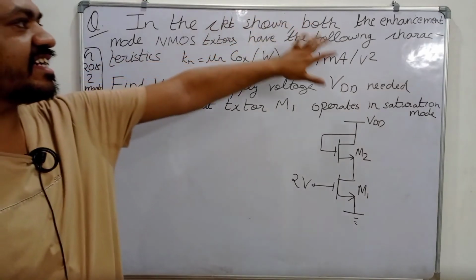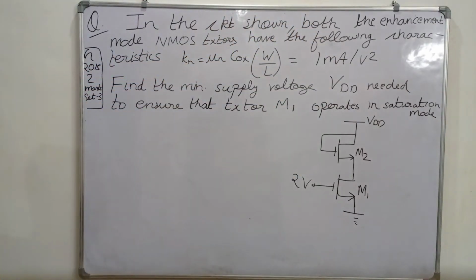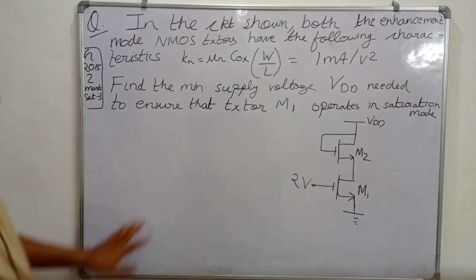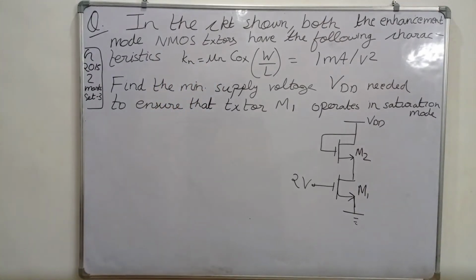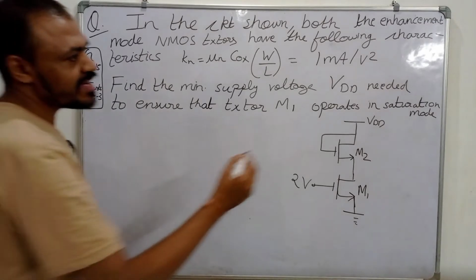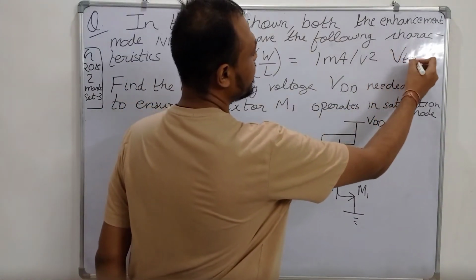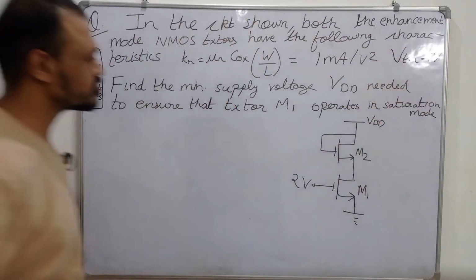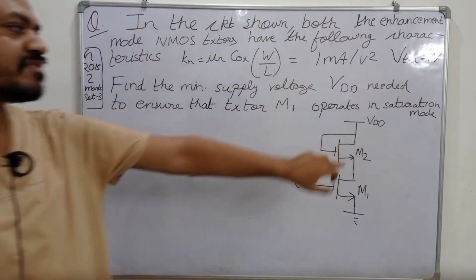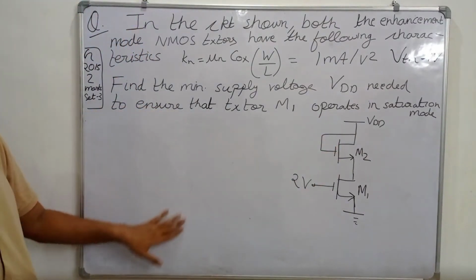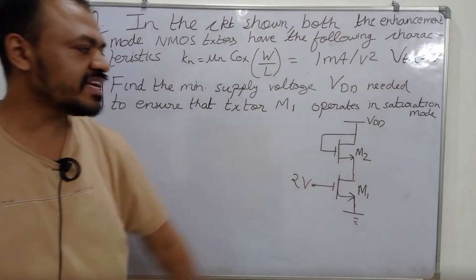So in this circuit, it says that we are given two enhancement mode NMOS transistors. Both have the same characteristics, Kn equal to mu n COX W by L equal to 1 milliampere per volt square, and VTN is given as 1 volt. So we have to find the minimum supply voltage VDD. This is the supply voltage VDD. We have to find its minimum value to ensure that the transistor M1 is in saturation.